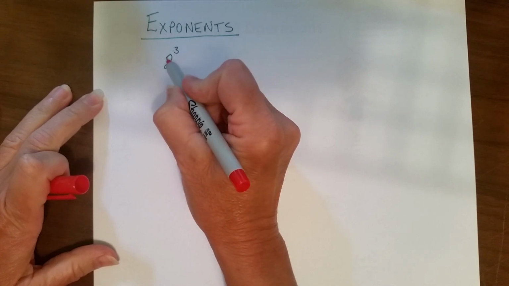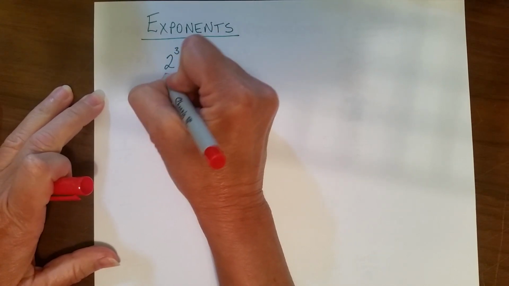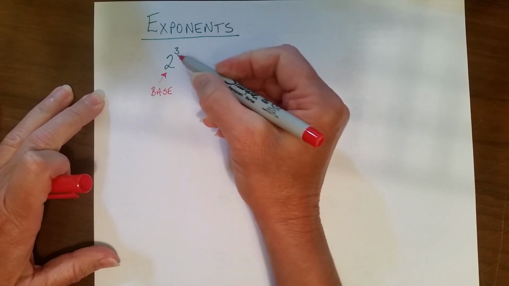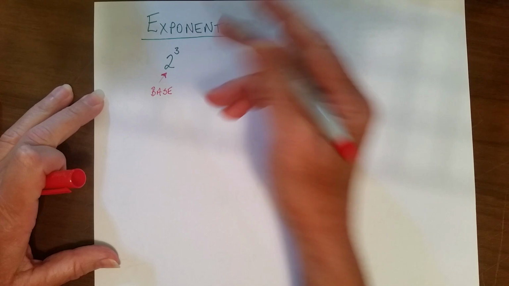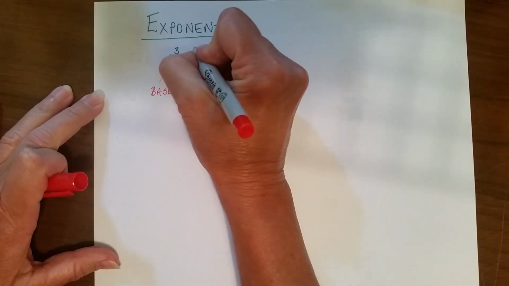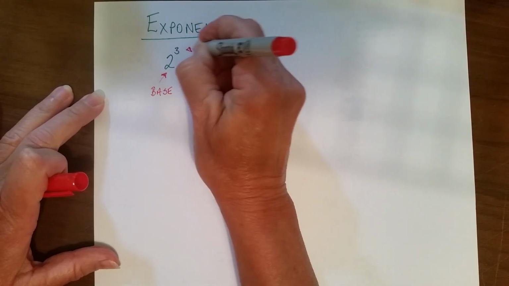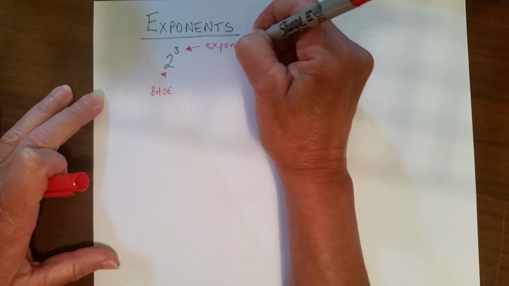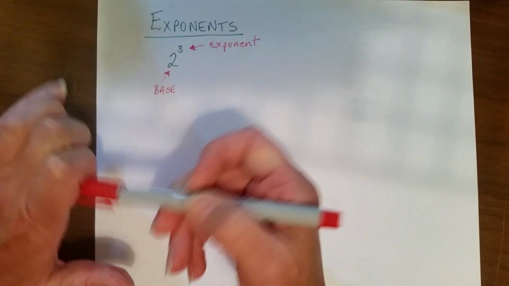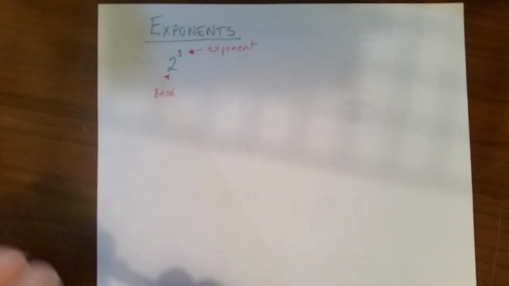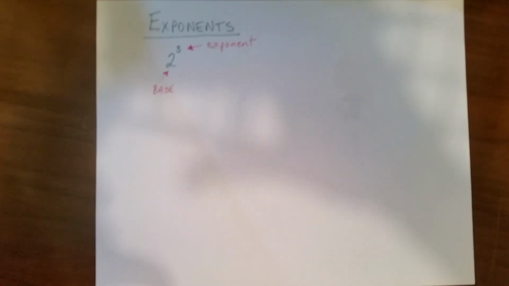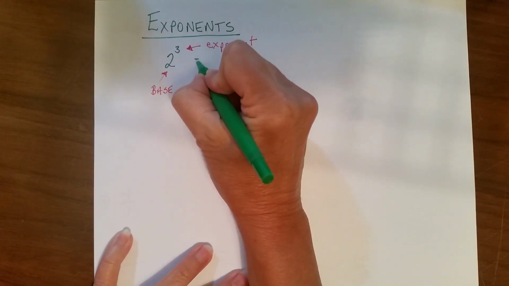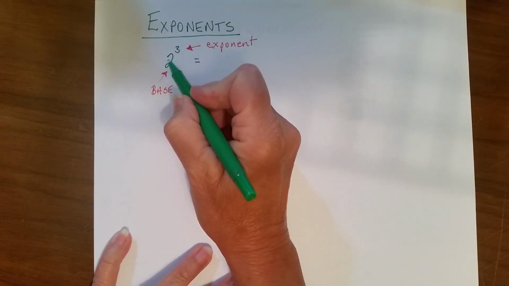Okay, notice that we have a base of 2. This thing right here, the 2, is called your base. The 3, notice the 3 is up in the air. It's above the natural line. The 3 up here is the exponent. Okay, now what this means is, you know what, let me autofocus here. There we go. What this means is 3 factors of 2.